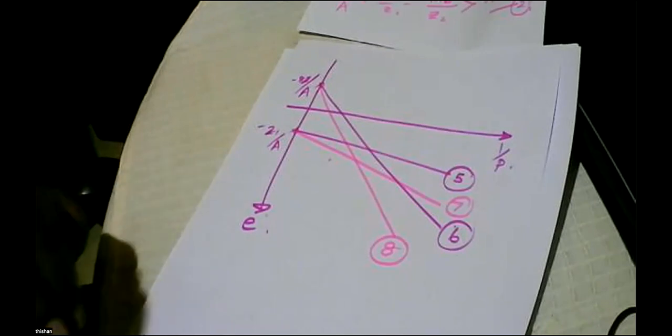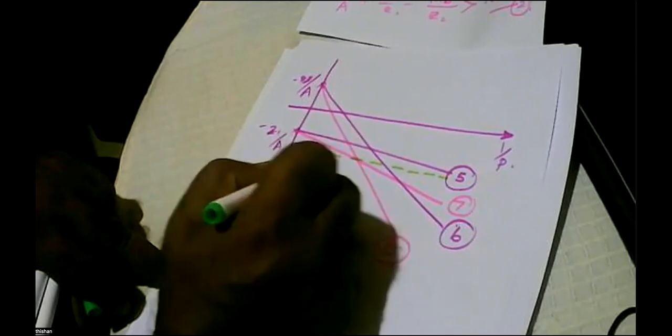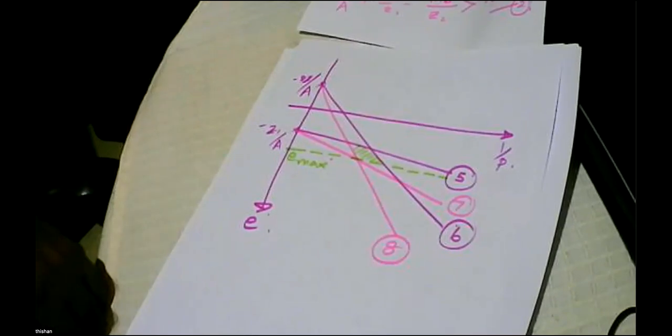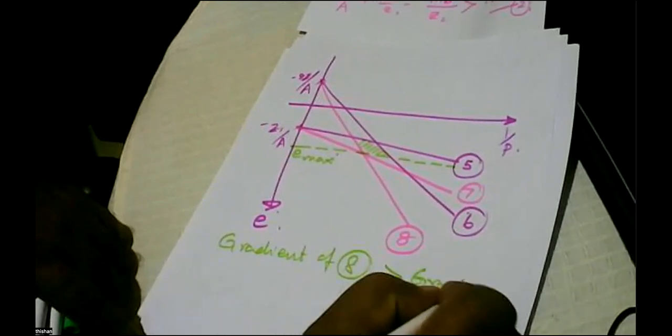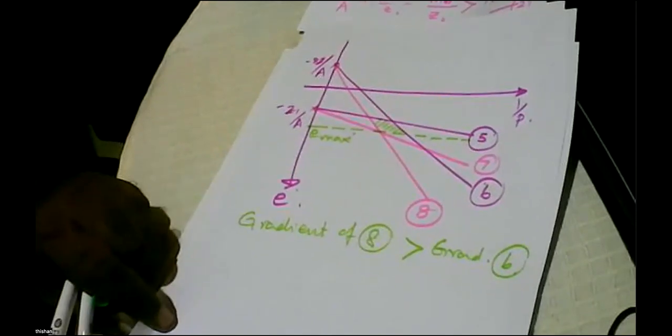Now we have an additional limit on the eccentricity. We cannot have tendons outside the section, so this is e max. So what is the feasible region? We get a feasible region like that. And for this to exist, the gradient of 8 should be greater than the gradient of 6. For this condition to happen, gradient of 8 should be greater than gradient of 6.